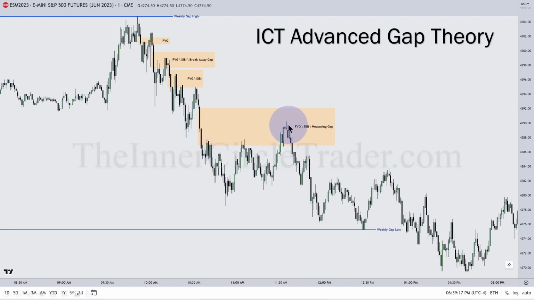That's consequent encroachment. This is a fair value gap in the form of a SIBI, sell side imbalance, buy side inefficiency, and it's a measuring gap. What's that mean? We can take this range and use it for projection. The market breaks lower, and then we have another fair value gap in the form of a SIBI. You can look at this on a 2-minute chart. This will be one down closed candle, and again, essentially working into consequent encroachment, taking buy side here, and then breaking lower to a lower low below that weekly gap low.